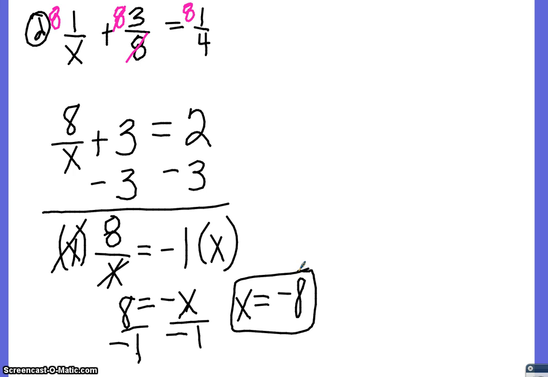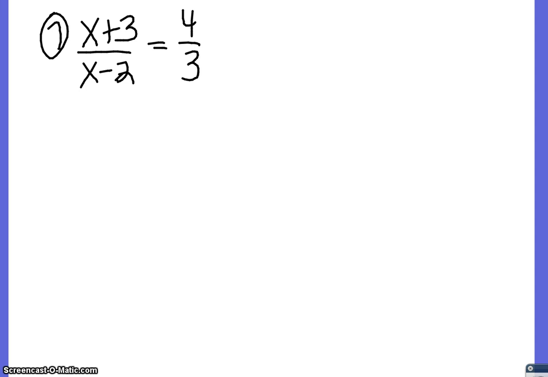Okay, so let's look at number 7. In problem number 7, I have x plus 3 over x minus 2 equals 4/3. This type of problem should look familiar to you. This should look like a proportion. So we're actually going to solve it just as if it was an actual proportion. Whenever I solve a proportion, I'm going to cross multiply.